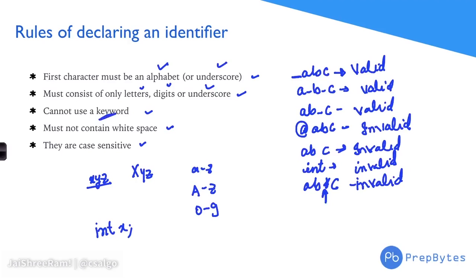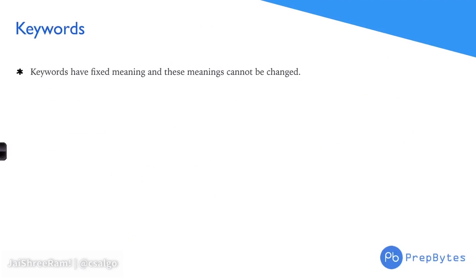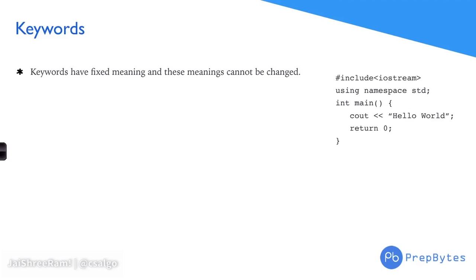Make sure you have got this all right, and let's go ahead and see what a keyword is. So what are keywords? Keywords have fixed meanings and these meanings cannot be changed. These meanings are already fixed by C++ and they have a special meaning. So the compiler knows these are keywords, and whenever it comes across a certain keyword, it knows that this particular thing has this particular meaning and these things have to be performed.